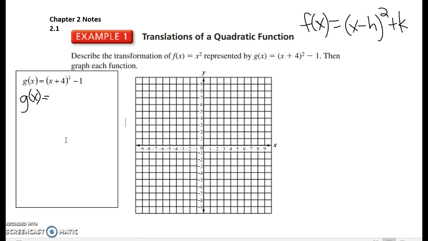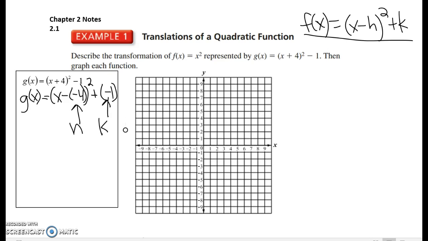You can see in the upper right-hand corner, I've written the general form of our f of x. So I'm going to rewrite g of x in the general form as well. It would be x minus -4 all squared plus a -1. This shows us what our h is and what our k value is.